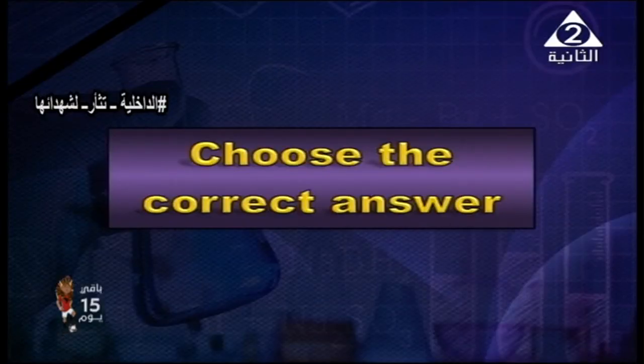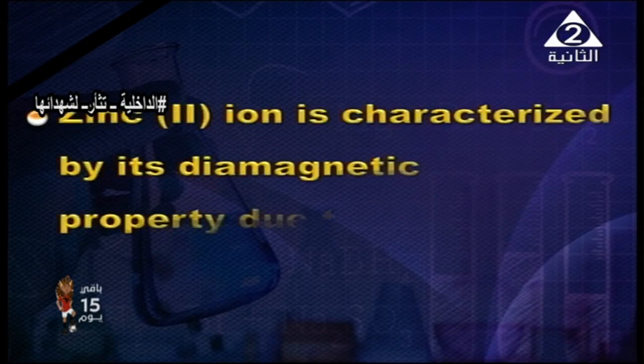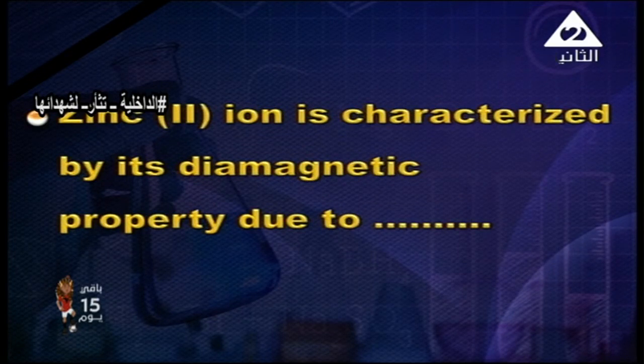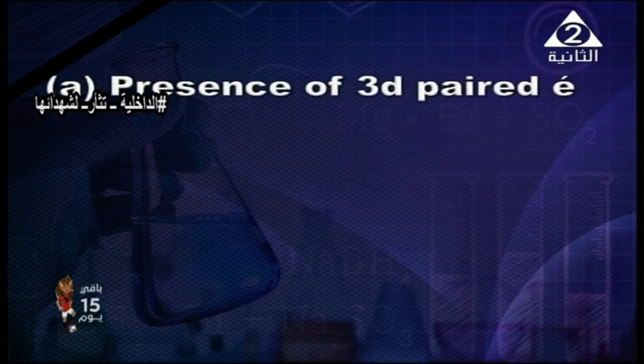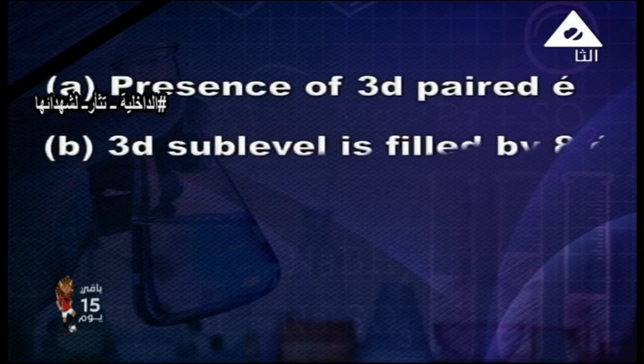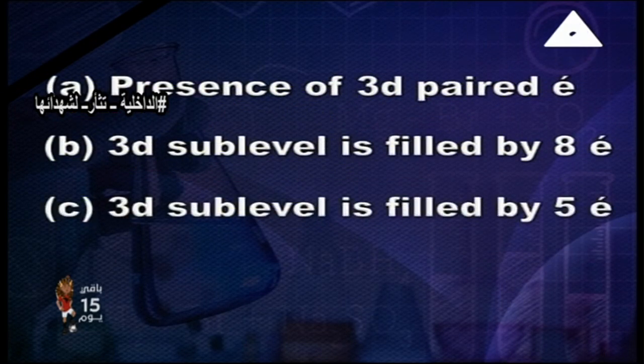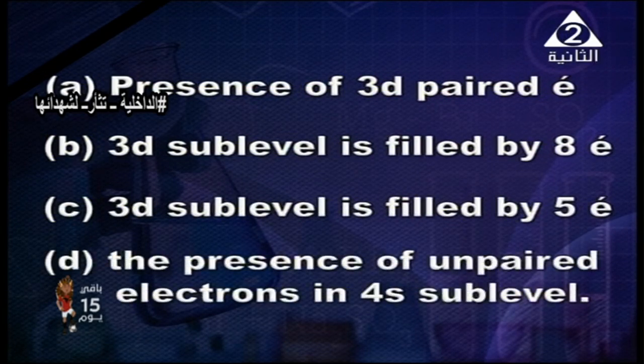Choose the correct answer. Zinc positive 2, zinc ion 2, is characterized by its diamagnetic property due to what? Presence of 3d paired electrons, 3d sublevel is filled by 8 electrons, 3d sublevel is filled by 5 electrons, the presence of unpaired electrons in 4s sublevel. If you think about it, yes, it will be the presence of 3d paired electrons.